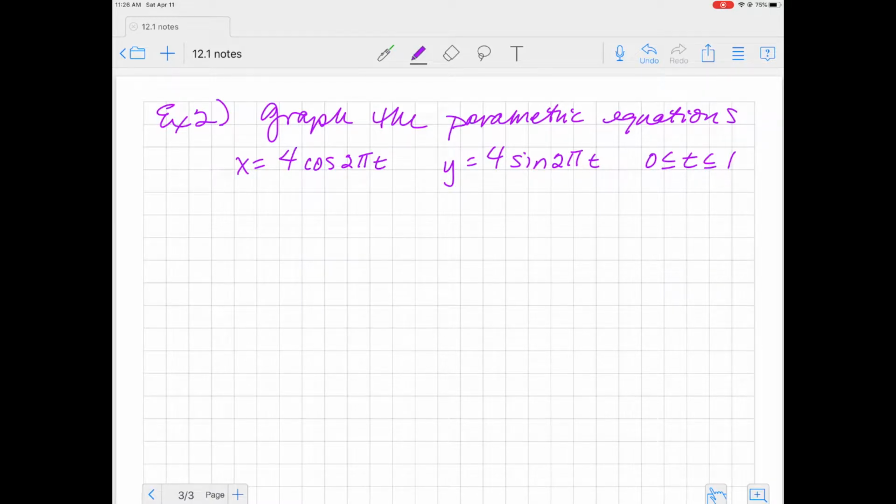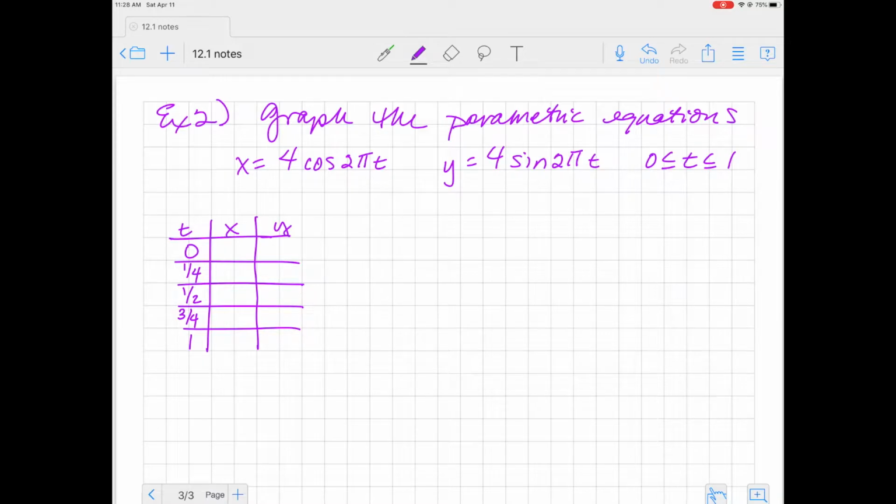All right, so if I'm going to graph these parametric equations, I know that I'm going from 0 to 1. So that is my starting and my stopping. When I'm making my chart, I have t, x, and y still, but I'm breaking it up. So 0, I'm going to go with 1/4, 1/2, 3/4, and 1, because you want to be able to break that up enough in order to see what it is that you're doing.